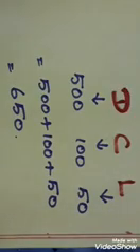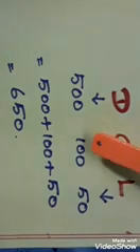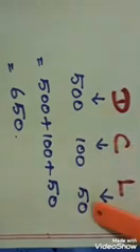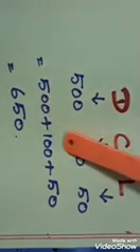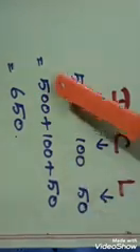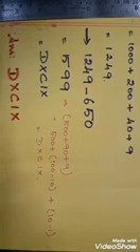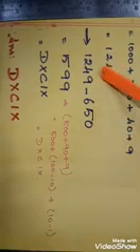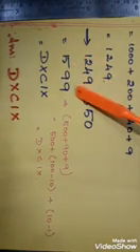Now find the value of DCL. The value for D is 500, C is 100, L is 50. 500 plus 100 plus 50 gives 650. Now subtracting these two values gives the answer 599.